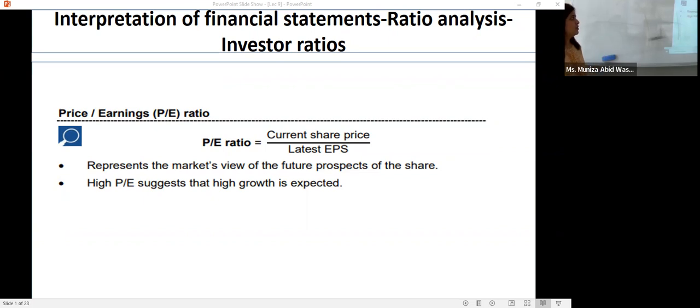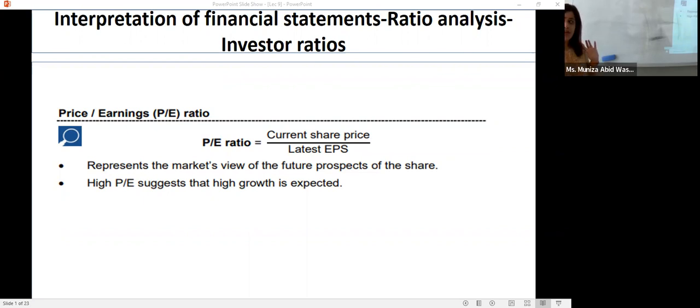The first investor ratio is the price to earning ratio. The formula of price to earning ratio is current share price divided by latest EPS. EPS is earning per share. In the exam question, they will be giving you the earning per share by themselves. EPS will be calculated and given to you by the examiner. So current share price divided by latest earning per share is known as price to earning ratio.